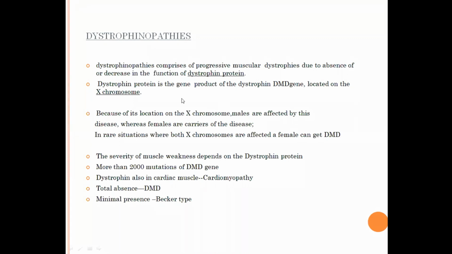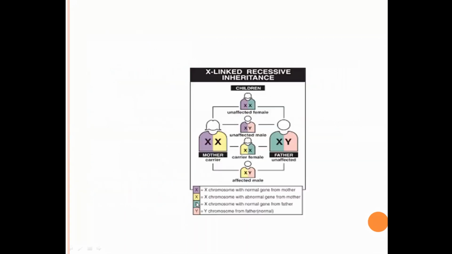become weak. Because it is X-linked, the female is a carrier and the male is the one who suffers. So that is called Duchenne muscular dystrophy. You see that dystrophin is also present in cardiac muscle. So that's why in Duchenne muscular dystrophy, they also have a cardiomyopathy. Total absence of dystrophin means severe disease, that is Duchenne muscular dystrophy. Minimal presence is a Becker type. In both, dystrophin is the problem.